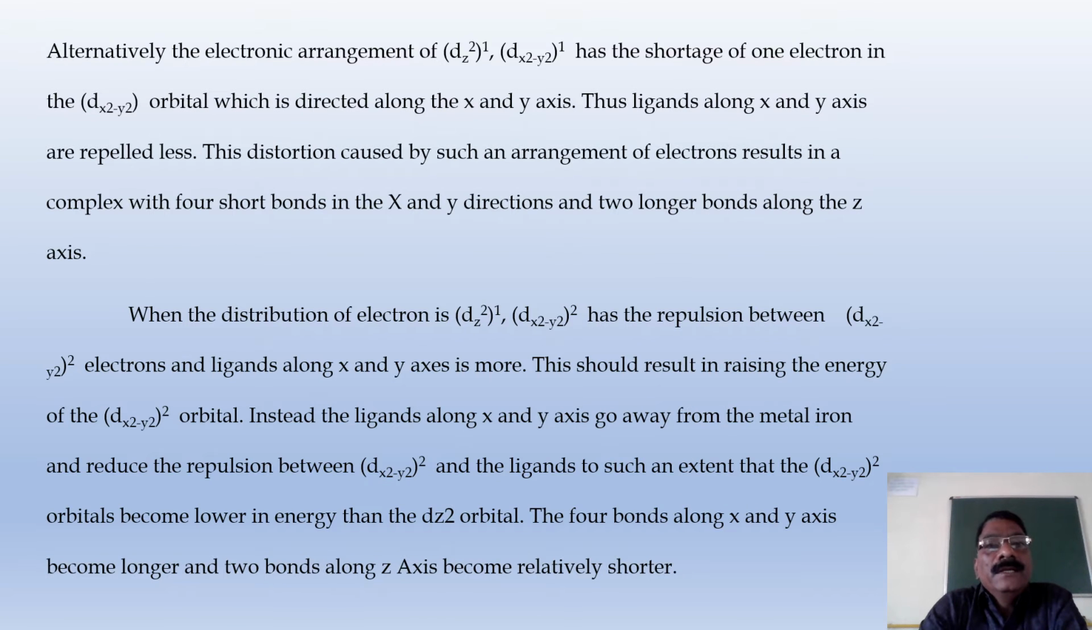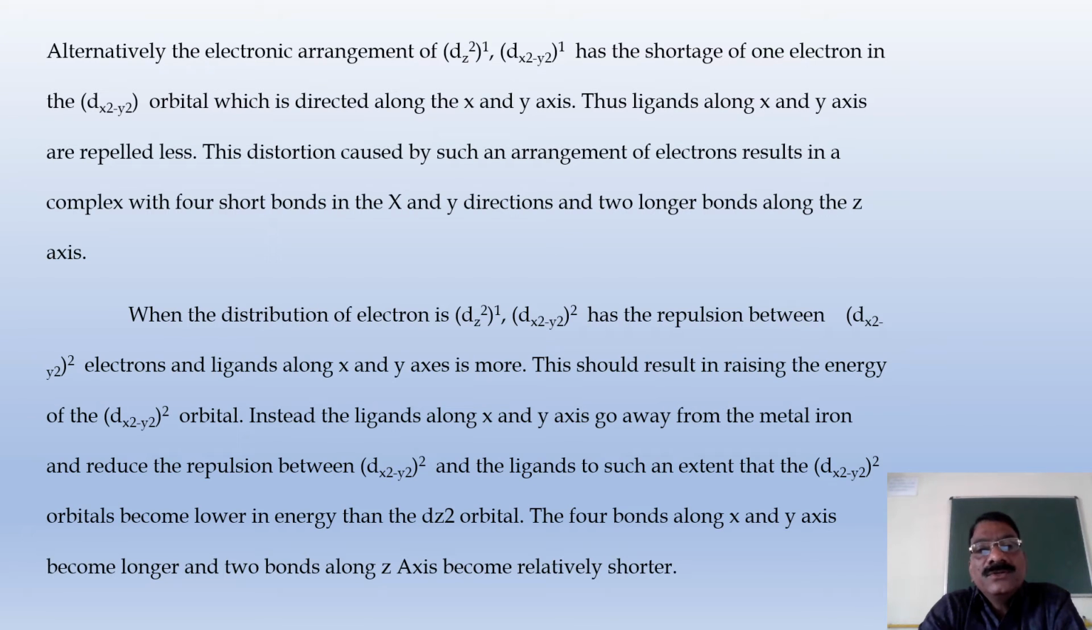Alternatively, the electronic arrangement of dz square 1, dx square minus y square 1 has a shortage of one electron in the dx square minus y square orbital, which is directly along the x and y axis. Thus, ligands along the x and y axis are repelled less. This distortion caused by such an arrangement of the electrons results in a complex with 4 short bonds in the xy direction and 2 longer bonds on the z-axis.